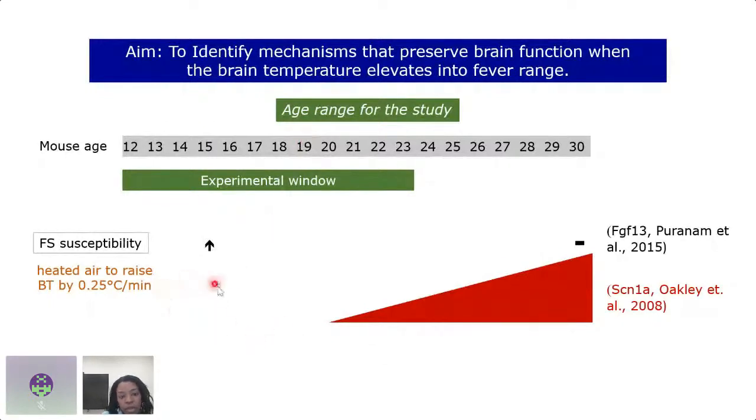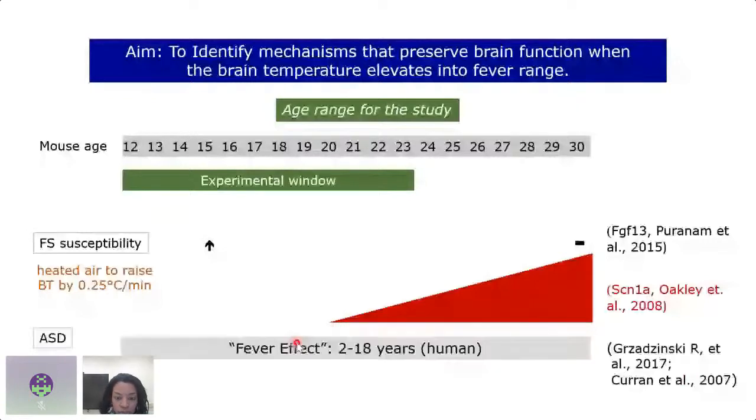So there appears to be, at minimum, at least two distinct phases and maybe two or more mechanisms that help protect the brain from elevation of temperature into fever range. So one window could be possibly occurring before P20 and the other window after P20. But because the fever effect has been observed on individuals from 2 to 18 years, our experimental window should be able to detect mechanisms that function in the ASD condition as well.